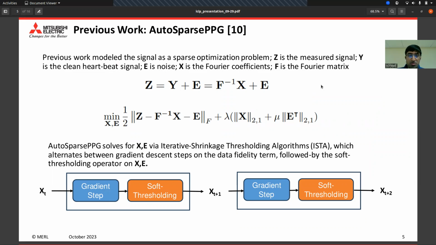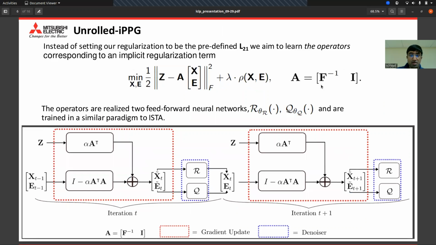As opposed to AutoSparse PPG, we take a different view, where we don't explicitly define sparsity priors, but define an implicit prior rho of X and E. We then must have corresponding proximal operators, R and Q. Our optimization problem is in the same style of ISTA and AutoSparse PPG.